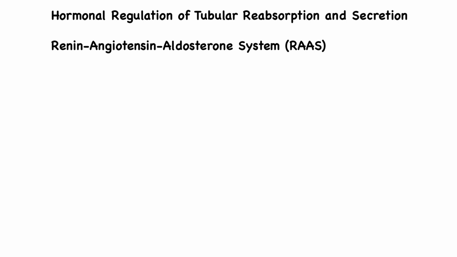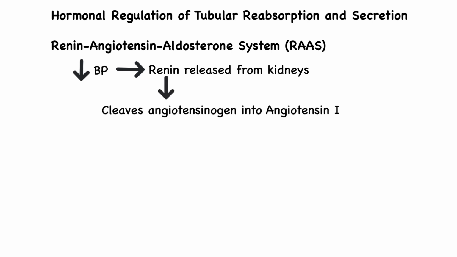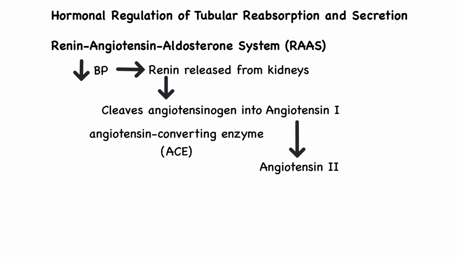renin-angiotensin-aldosterone system, abbreviated RAS. When blood pressure drops, the kidneys release the enzyme renin from the juxtaglomerular cells into the blood. This triggers a cascade where renin cleaves angiotensinogen, which is synthesized by hepatocytes, liver cells, into angiotensin I. Another enzyme, angiotensin converting enzyme, abbreviated ACE, then converts angiotensin I to angiotensin II.